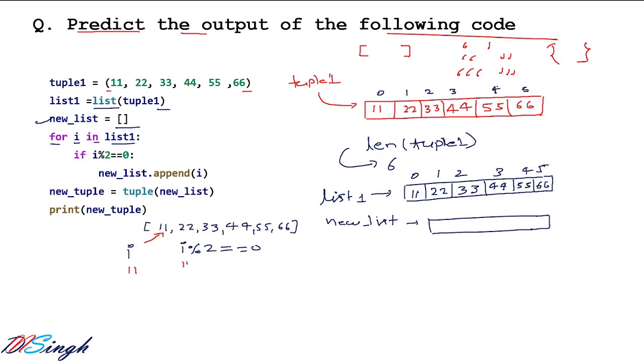And if you do 11 mod 2, it is not going to result in 0 remainder, that is going to result in 1 remainder, because if you divide 11 by 2, what remainder you will get? 1. So this condition will become false. If the condition becomes false, then this statement will not be executed. It will again go to the loop.